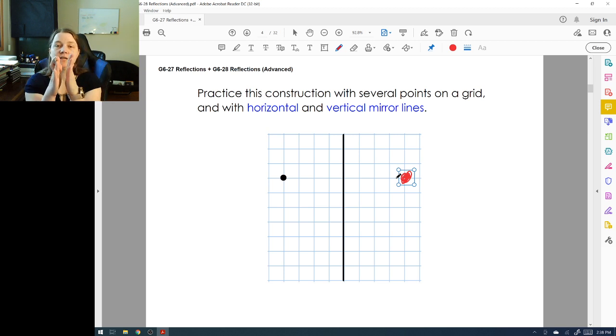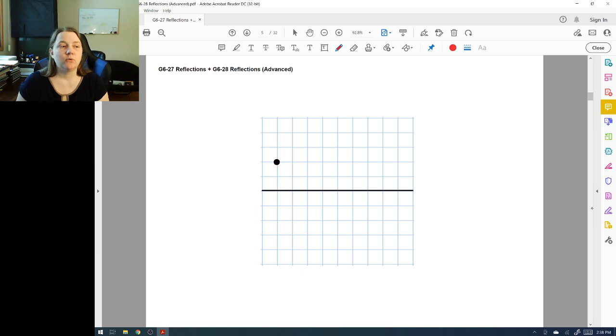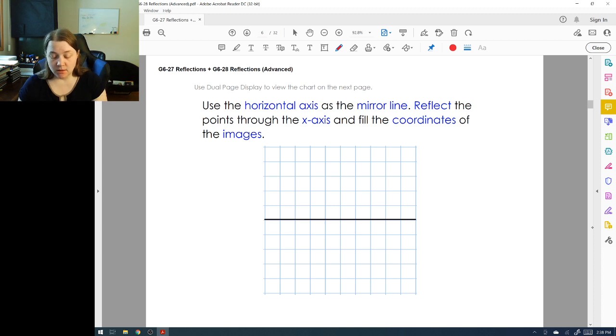As you get closer, it gets closer. As you get farther, it gets farther. So where would this line be reflected? Well, now we're not looking horizontally, now we're looking vertically. So let's look, it's 2 steps away, so we would put the new point 2 steps away. So you could reflect the points to fill the coordinates of the images here.